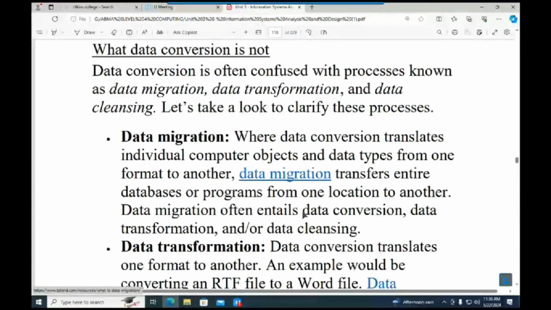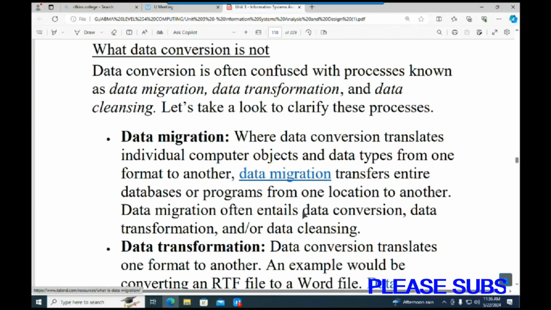Now, there is some confusion in terms of what data conversion is. So what I have told you is data conversion: we are converting data from one format to another. And we said the aim of that is to make sure we are preventing data loss. We are trying to maintain the data integrity.